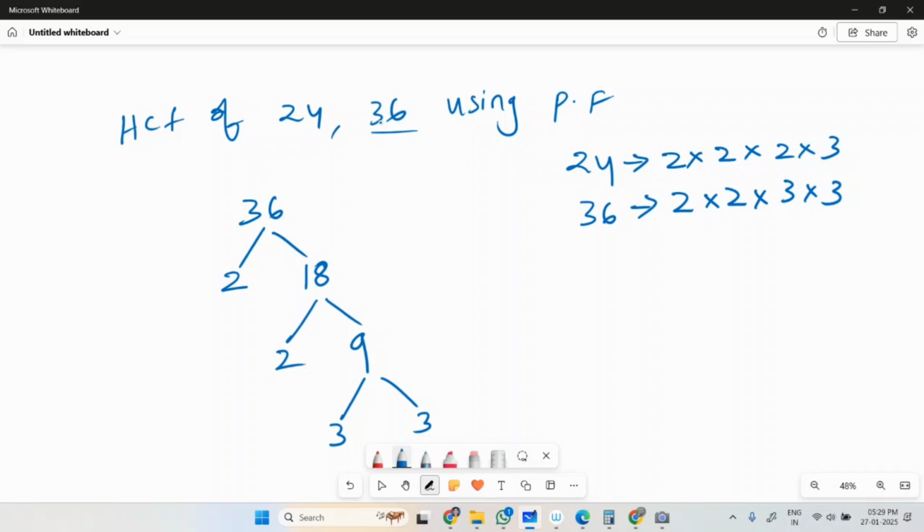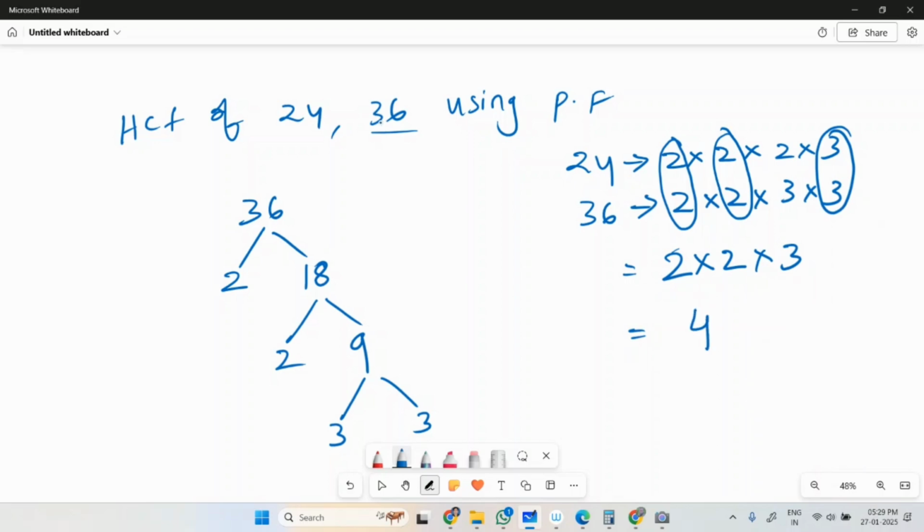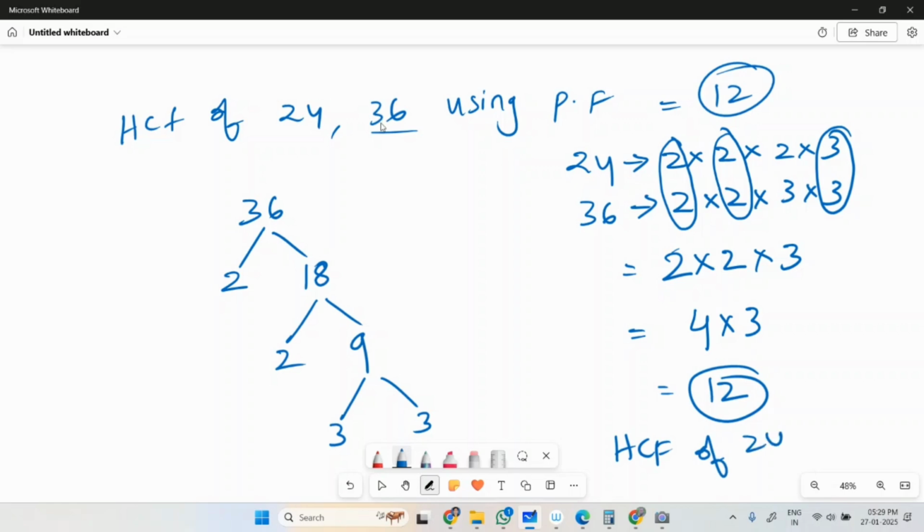Now let's figure out the common factors among 24 and 36. Here one pair of 2's we have, make it as 1 2. Here one more pair of 2's are there, so make it as 1 2. And here one pair of 3 is there, so make it as 1 3. Now you have to multiply all of these factors. 2 times 2 is 4, 4 times 3 is 12. So 12 is the HCF of 24 and 36. HCF of 24 and 36 is 12.